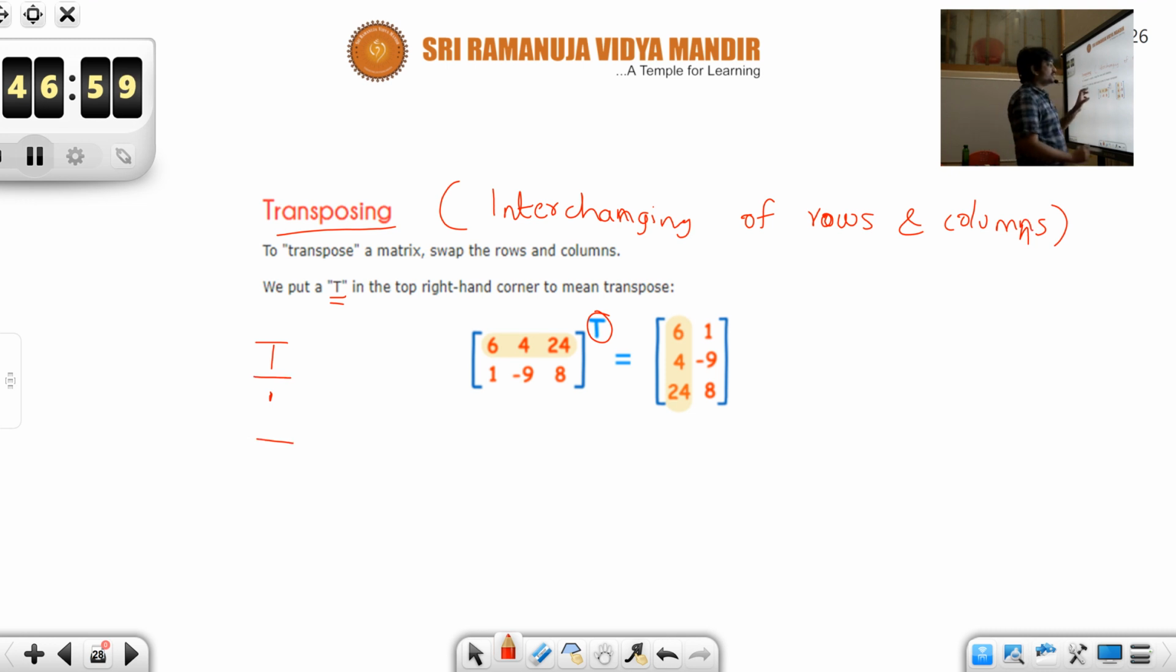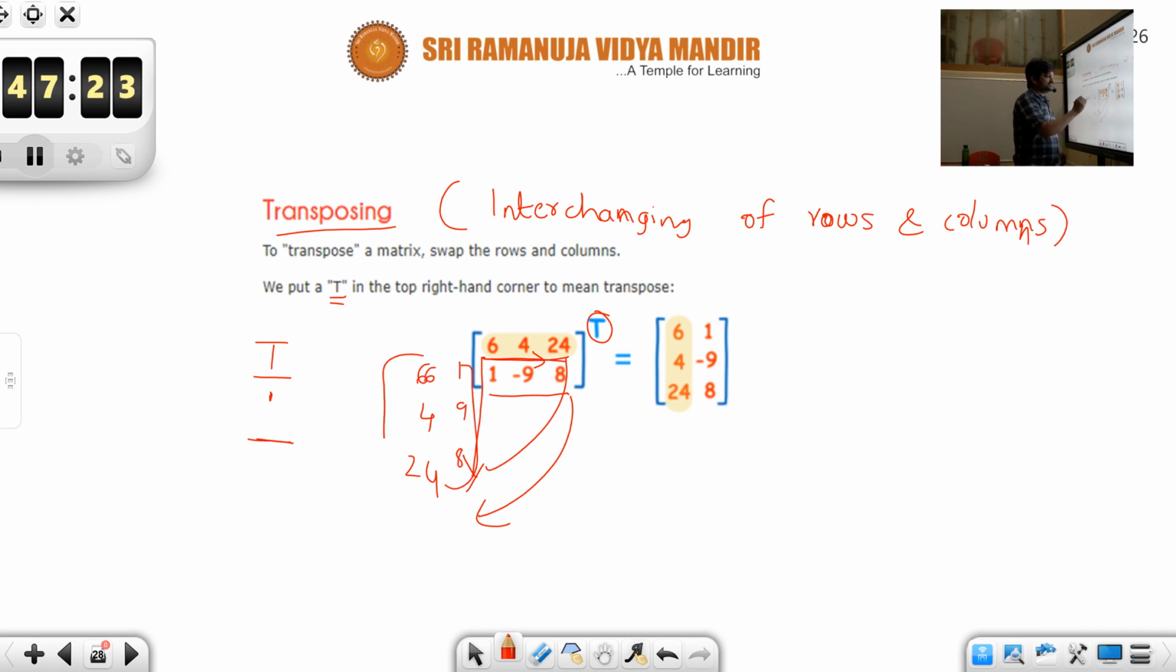Now what does transpose mean? Interchange. For example, this row here, what you will do is make it a column. That is 6 4 24, you make it a column. And then 1 minus 9 8 is there. Again, make it a column. So you will get 1 minus 9 8. This you will call the transpose of a matrix, students.